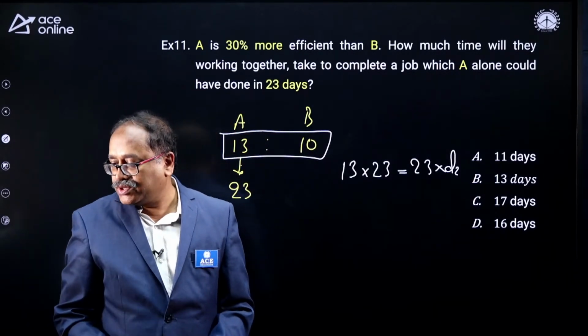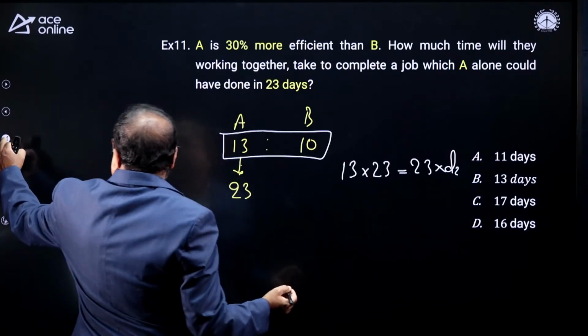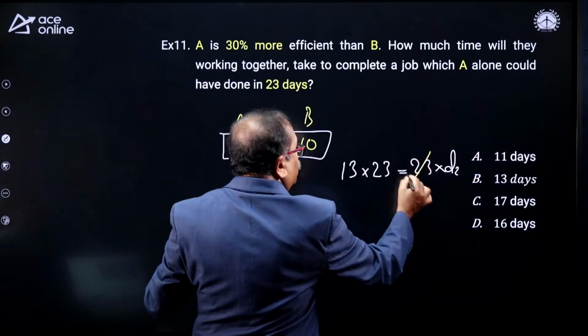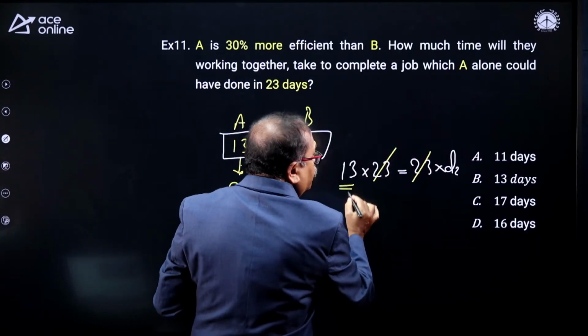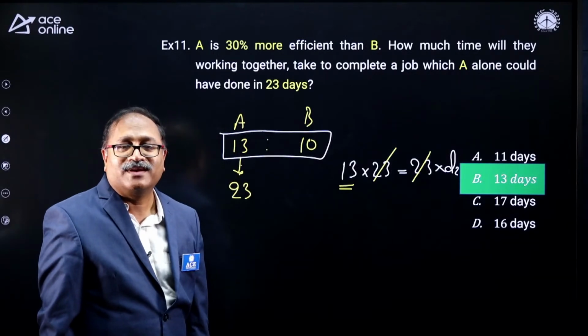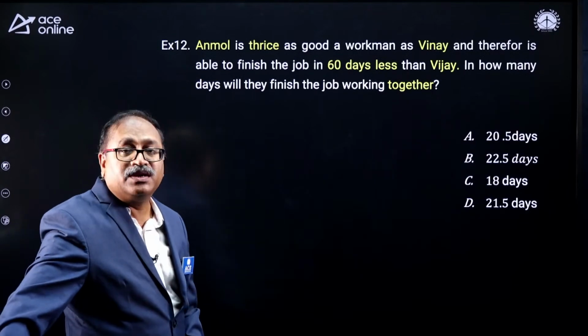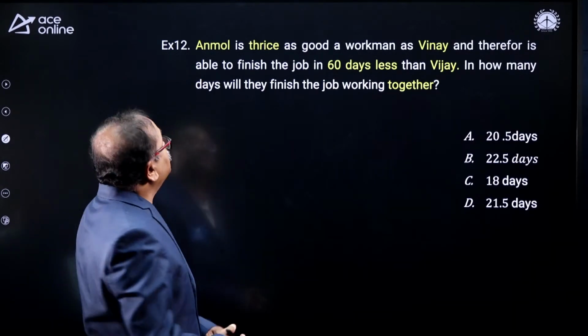Can someone answer the question? Yes, Mr. Arvind. So I can see that here, this figure gets cancelled. 23 and 23 get cancelled. I am left with 13. My option choice is B. Next question. These are the examples. We will definitely discuss the questions of the previous year.